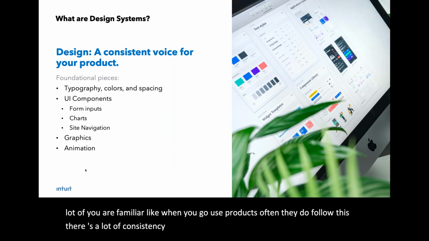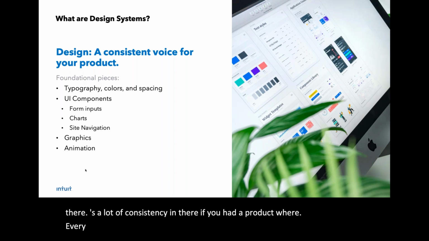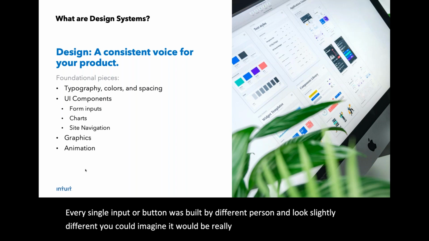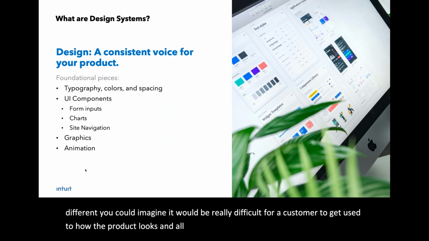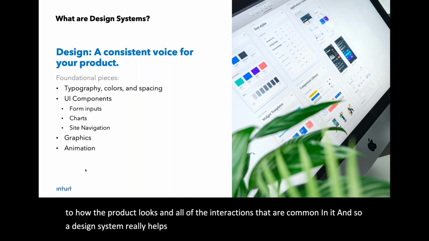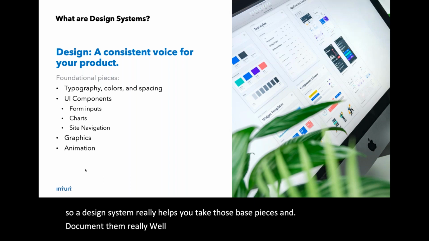If you had a product where every single input or button was built by a different person and looked slightly different, you could imagine it would be really difficult for a customer to get used to how the product looks and all of the interactions that are common in it. And so a design system really helps you take those base pieces and document them really well and make sure you have this level of consistency across the application.